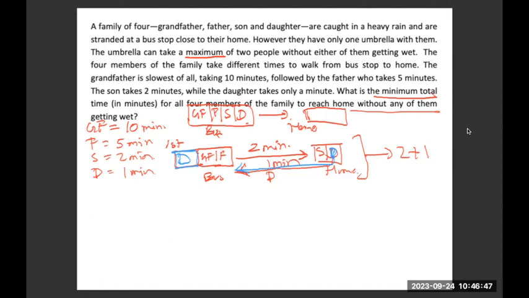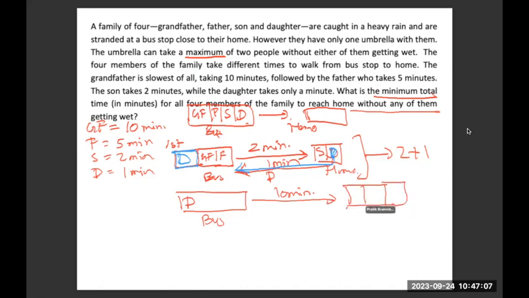In the next phase, the daughter will stay at the bus stop and the father and the grandfather, both of whom are the slowest, will go home. The grandfather takes 10 minutes to walk. The father takes 5 minutes, but because the grandfather takes 10 minutes, both the grandfather and the father go home in 10 minutes. So I'm writing here grandfather and father.